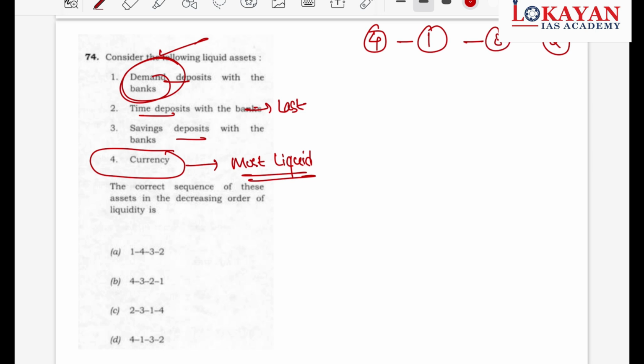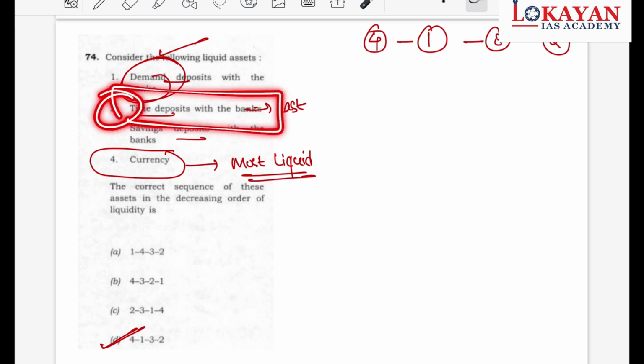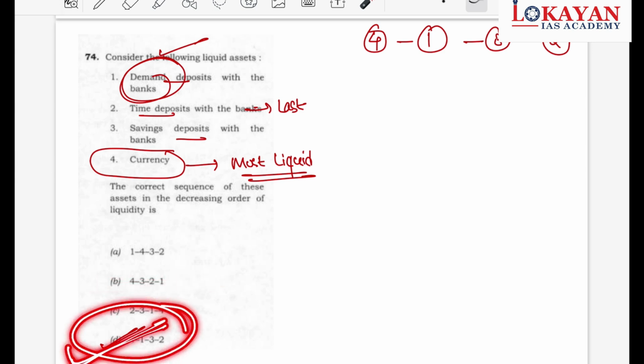So which one is D? The fourth one, currency most liquid, then demand deposit, then saving, and then time. When you know that 4 will be the first option, you will eliminate A and C. Again, when you know that 2, time deposits, are the least liquid among the given options, you will eliminate B and directly come to answer D. In this way you have to solve this question.